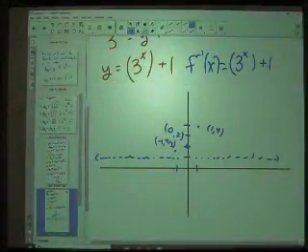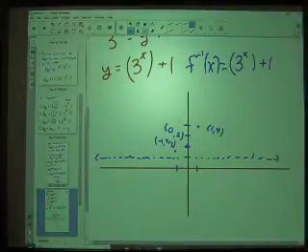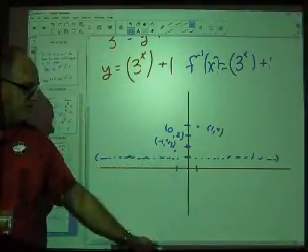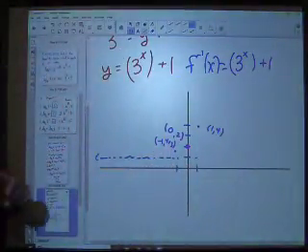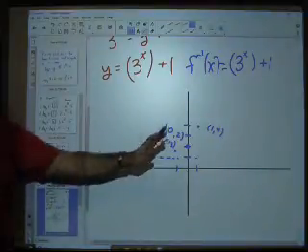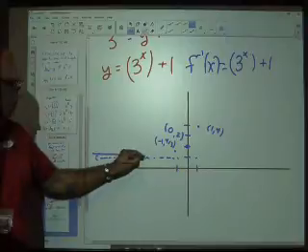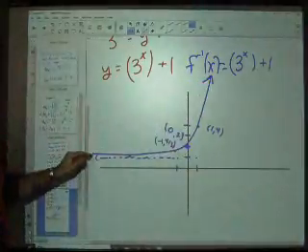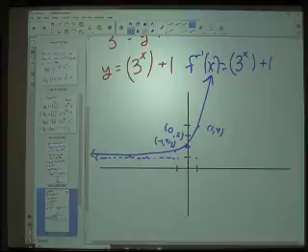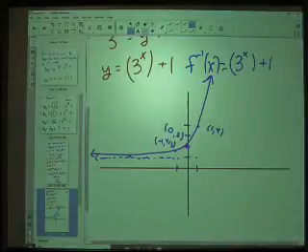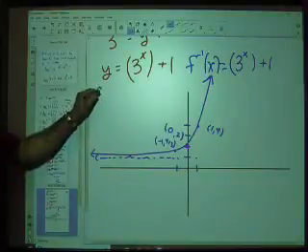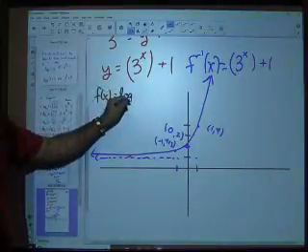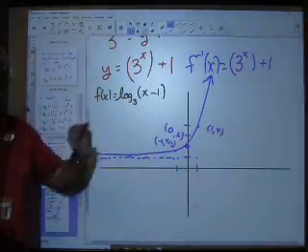What's the dash line? That's a horizontal asymptote line. Actually, it really only needs to exist in the negative direction because it's asymptotic on this side over here, and then it begins to curl up. And so the function itself looks something like this. Questions about that? Okay.